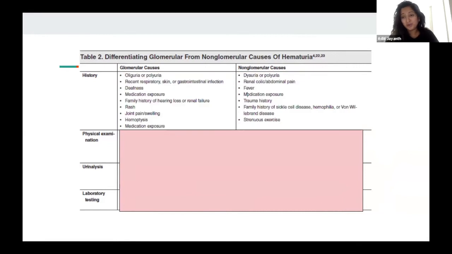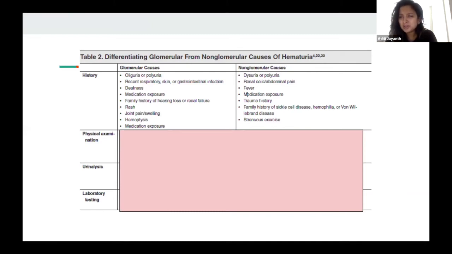So think about glomerular causes of hematuria in someone that's having oliguria, polyuria, recent strep infection is great. So recent respiratory, and remember, not just strep, right? Skin infections as well are something to consider. Strep can cause more than just pharyngitis. Or GI infections, patients with deafness, patients with a family history of hearing loss, family history of renal failure, any sort of rashes, which ties back into that skin infection category. And then obviously medication exposures, depending on what the medications are. The way I look at this chart is I look at one and I remember the other's the other.